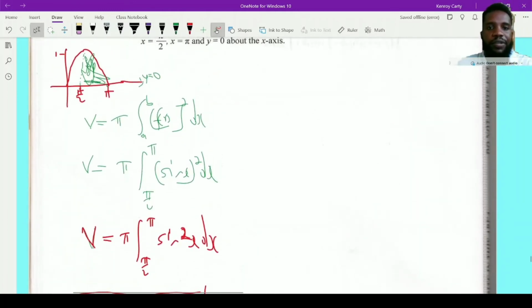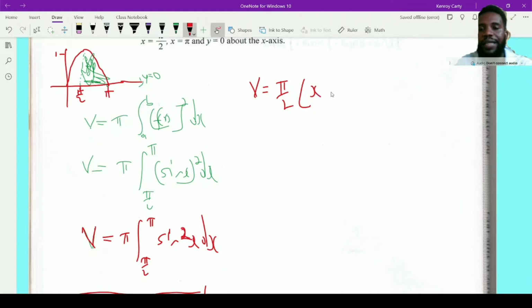So my volume, so the identity is the important thing. My volume would be equal to pi over 2. I integrate 1, I'm going to get x. I integrate cos, I'm going to get sine. So I'm going to have minus sine 2x over 2. Of course, we have boundaries, so we don't need a constant. So this is pi over 2, and this is pi up here.